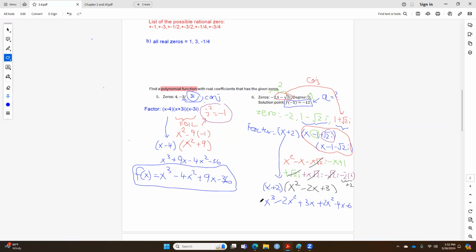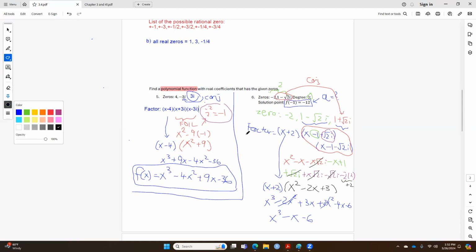And then I combine like terms. I will get the 2x squared is cancelled out. So what we have is x cubed minus x minus 6. But this is not your final answer yet because we have this given function.